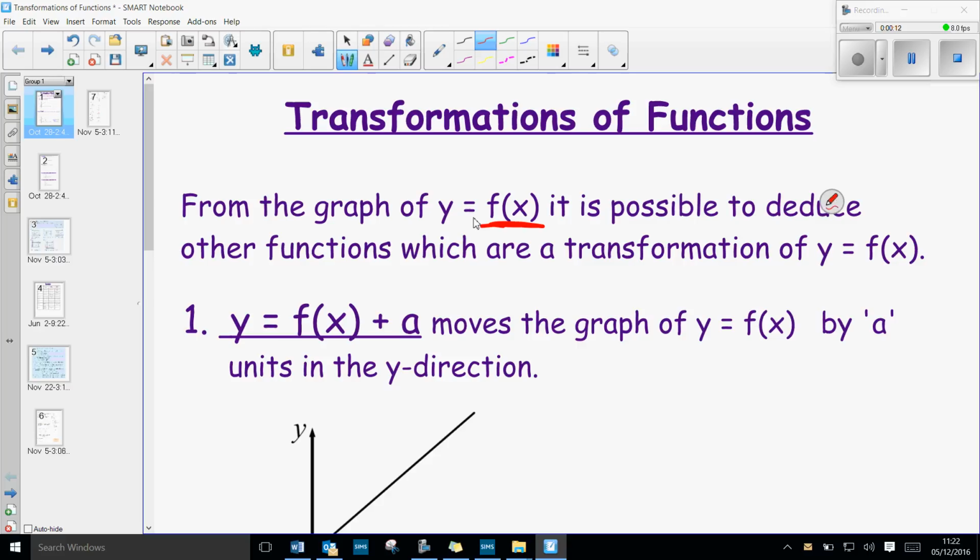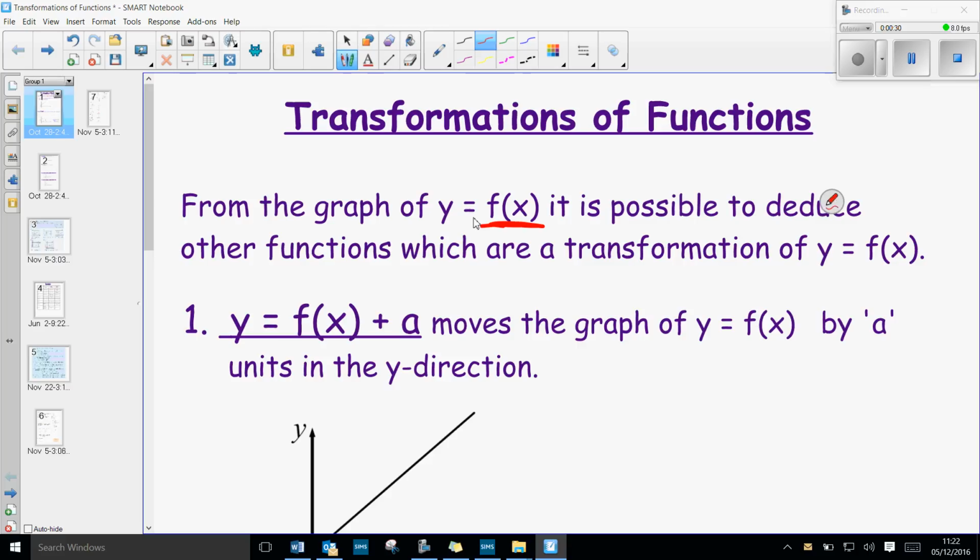So this information that we're going through now relates to any function. I've tried to draw different diagrams when we're going through them to highlight the fact that it doesn't matter what the original function looks like. These transformations affect them all in the same way.